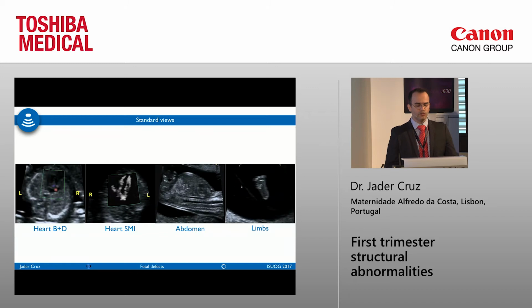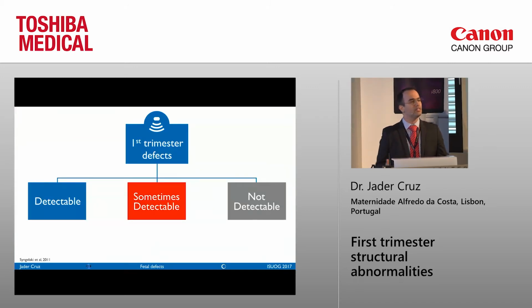We all know this study, you have seen it many times. It's just important to remember that if we follow this structural examination, your defects will fall into 3 categories. There are abnormalities that you are not going to detect in the first trimester, abnormalities that you are going to detect, and abnormalities that are potentially detected. We are going to discuss a little bit about the potentially detectable ones. So if you follow the criteria, you have these three groups of structural abnormalities.